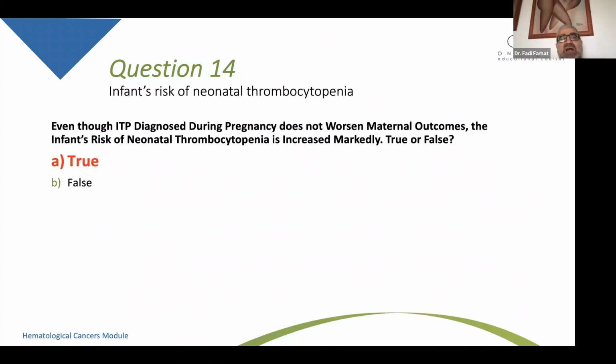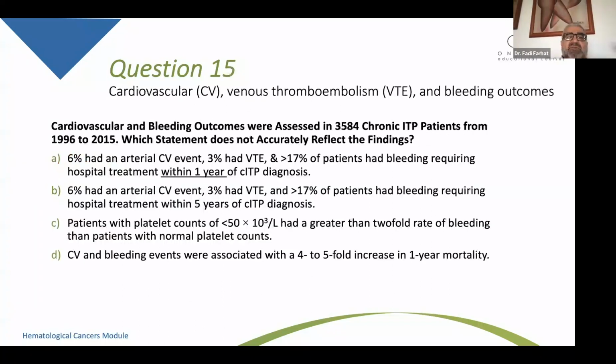So whenever we have pregnant women with ITP, we should think that the baby might have thrombocytopenia. And we should also know that it's not worsening the prognosis of the pregnancy, but the neonatal thrombocytopenia is there.